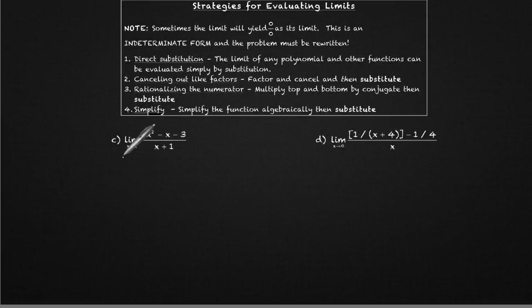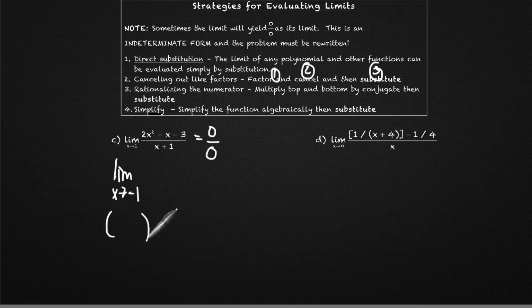This should actually be the limit as x approaches negative 1, or the problem won't work. So you plug in negative 1 to the top, you get 2 minus a minus 1, which is 3 minus 3, which is 0. Negative 1 plus 1 is also 0. So we get 0 over 0, we have to find a different method. We're going to use method 2, canceling out like factors. So here's the steps. Factor, cancel, substitute. Factor, cancel, substitute. So let's go ahead and do that.